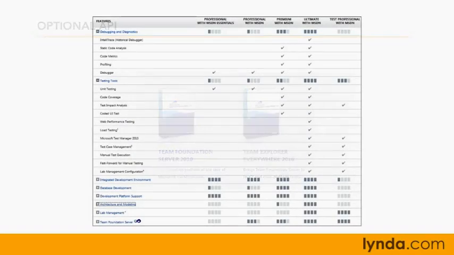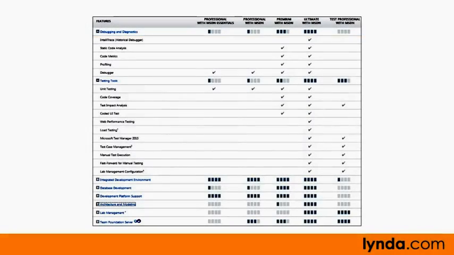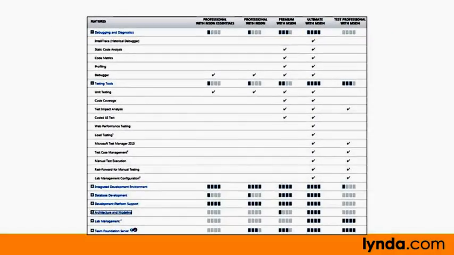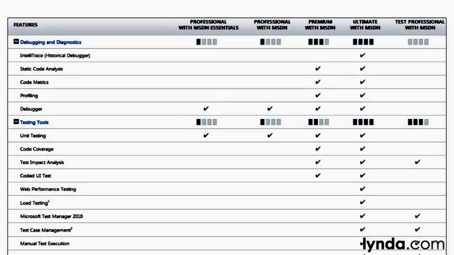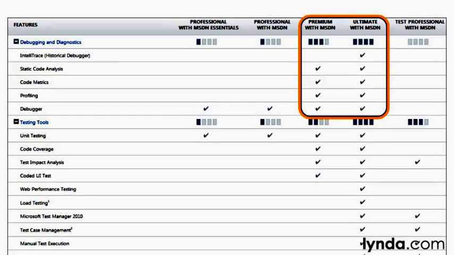I copied a portion of the comparison matrix on the Microsoft website to this slide. Take a look at the debugging and diagnostic sections here. This shows that if you buy the Professional Edition, you have the basic debugger. But if you fork out the money for the Premium or the Ultimate Edition, you also get these additional tools.